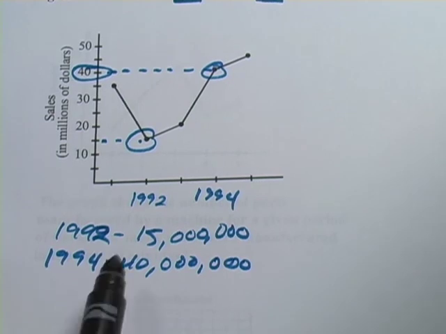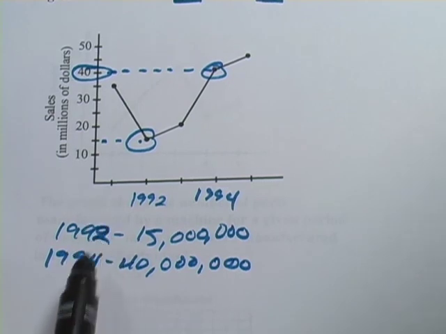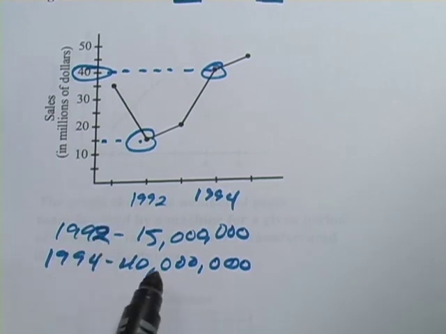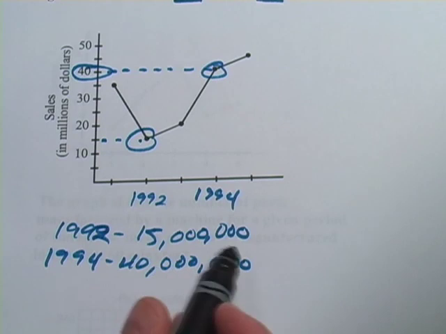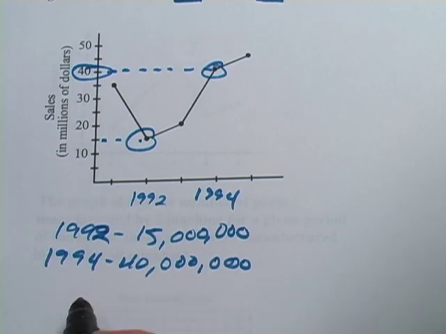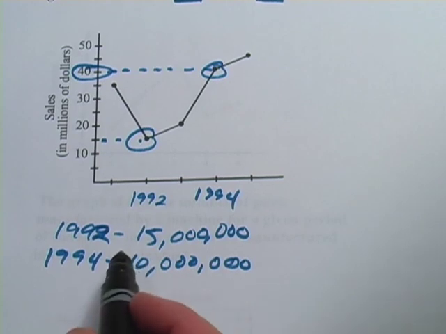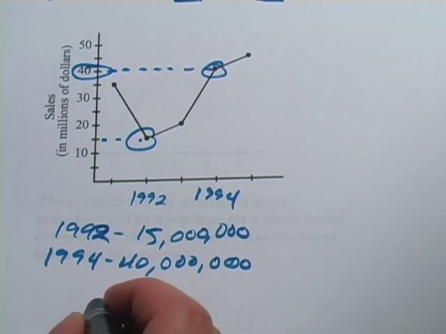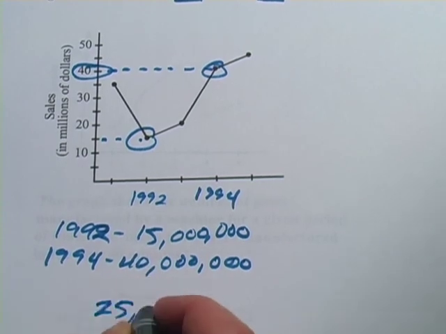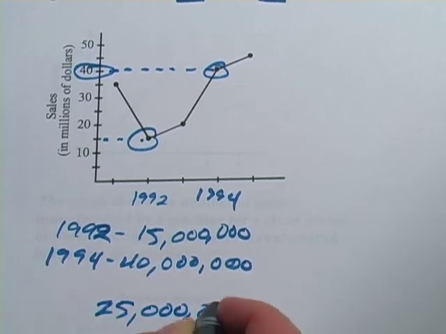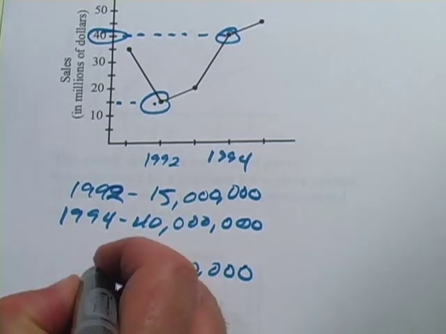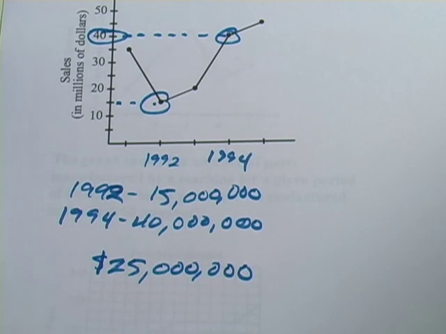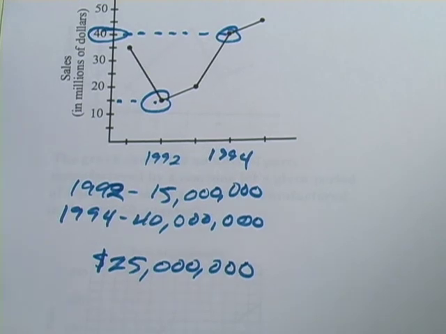And what we want to do is find the difference. How much greater were the sales in 94 than 92? So we're going to subtract 15 million from 40 million. If you want to do that in your head, you might just leave the millions off for now. 40 minus 15. Well, 40 minus 10 would be 30, minus another 5 would be 25. So the difference is actually going to be 25 million. Of course, you can just check that on your calculator. Now, this was dollars. So that's our answer there. So a little bit about reading line graphs.